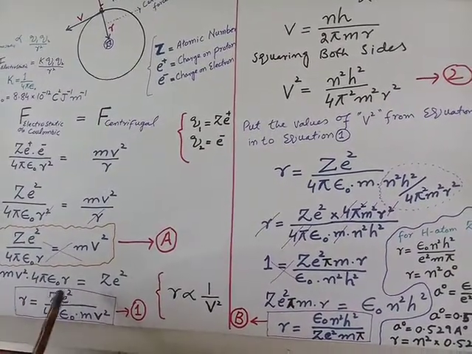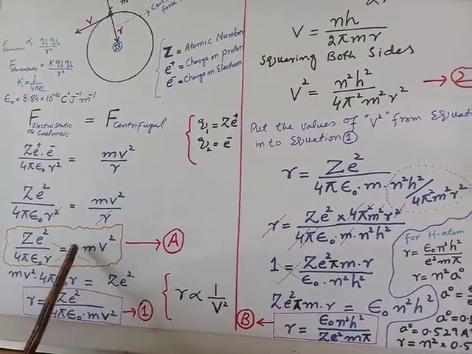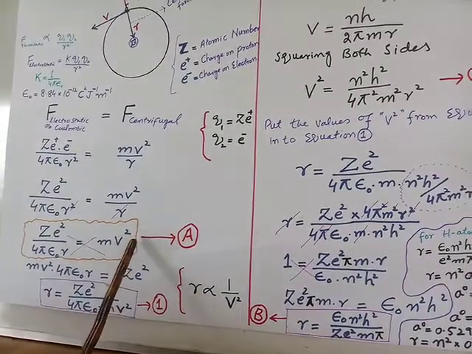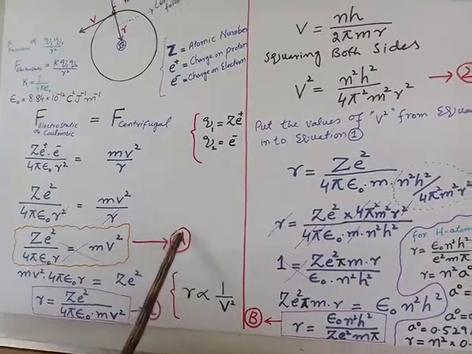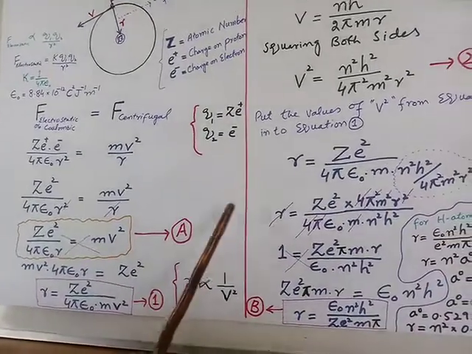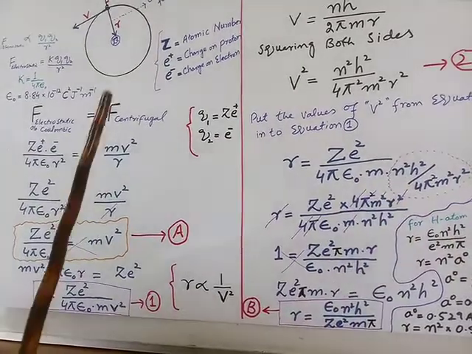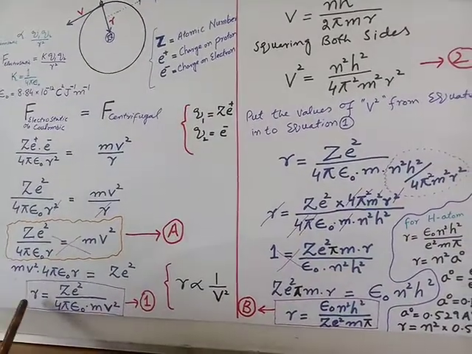So look at this equation. This is a very important equation, and I have marked it as equation A because it will be used later when we calculate the energy of the electron, which is our next topic. So for the time being, I am here.